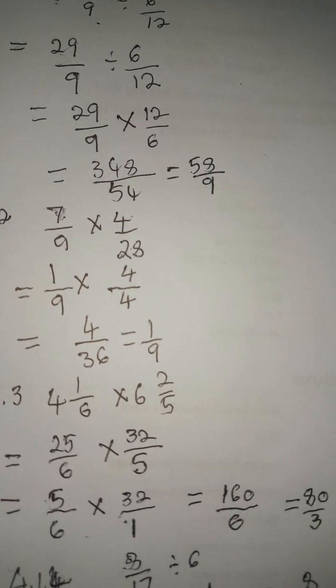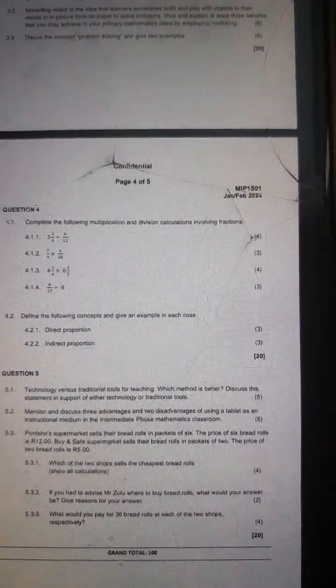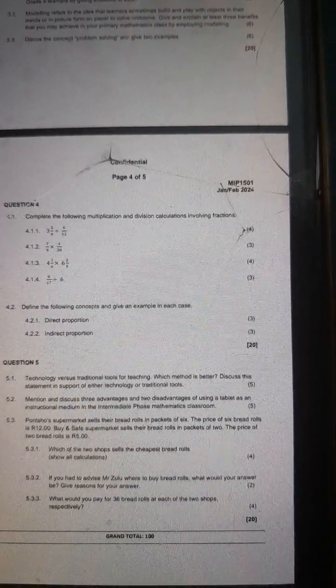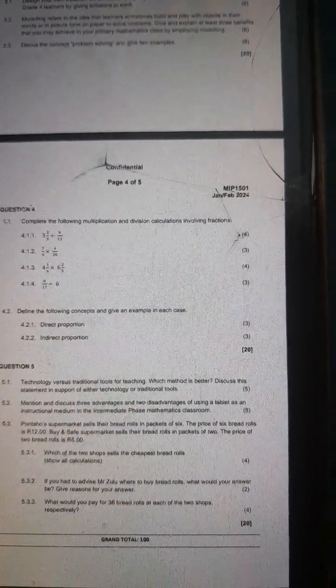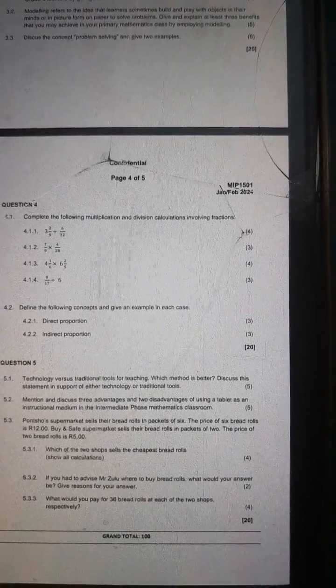So we can go to the theory part, which is 4.2. For 4.2, guys, they said define the concept and give an example in each case. A direct proportion. In my own understanding, guys, in a direct proportion, as one quantity increases, the other quantity increases at the same rate. For example, if one apple is 5 rand, how much will 3 apples be? Obviously, for 3 apples, that will be 15 rand.